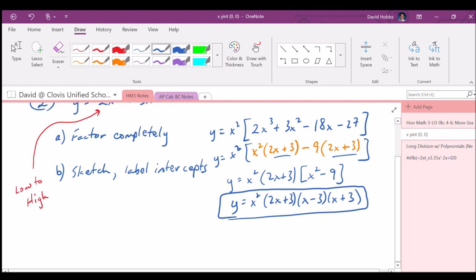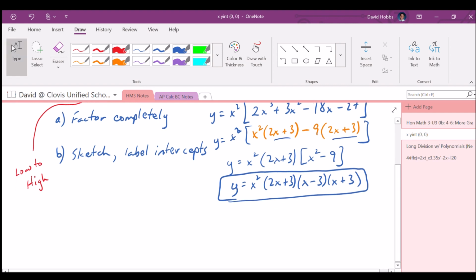Now some of the homework problems that we have, it's just factoring. It doesn't have y equals or f of x equals. It's just factoring. But I'm just kind of putting it together with the graphing part that we're going to have to do as well. So the zeros, the roots.